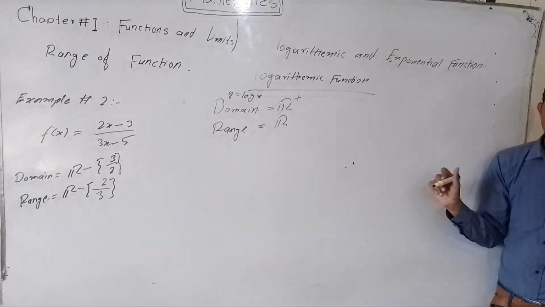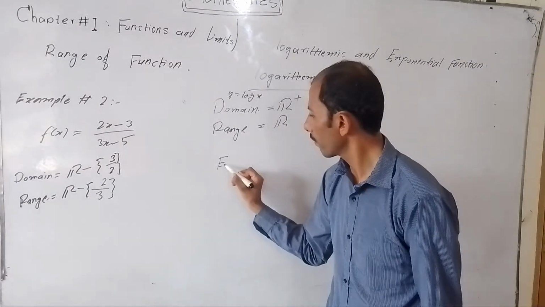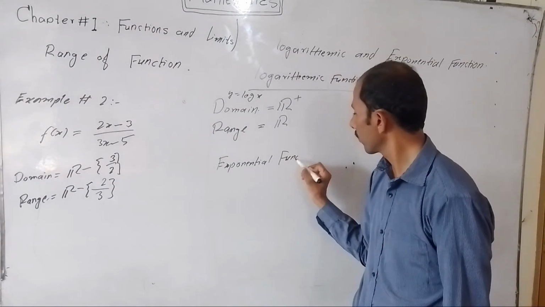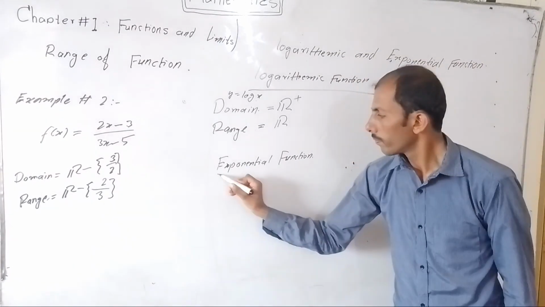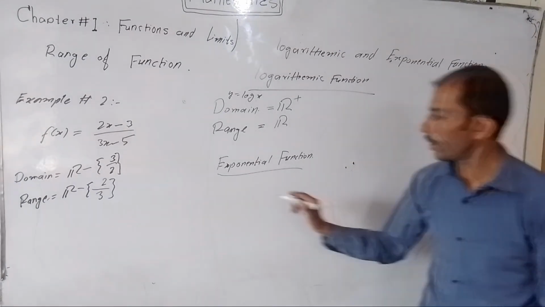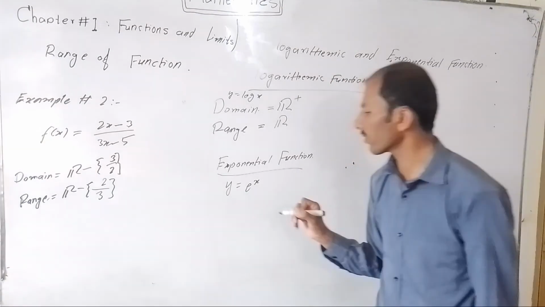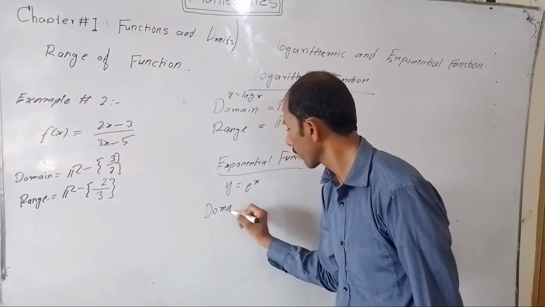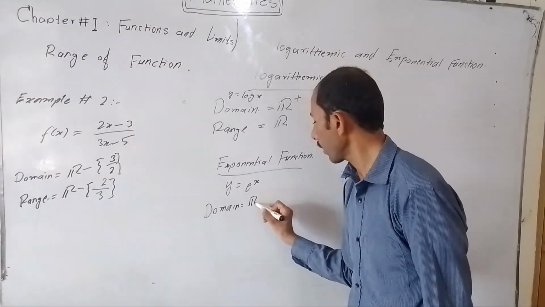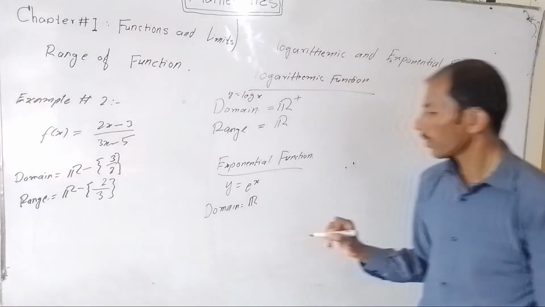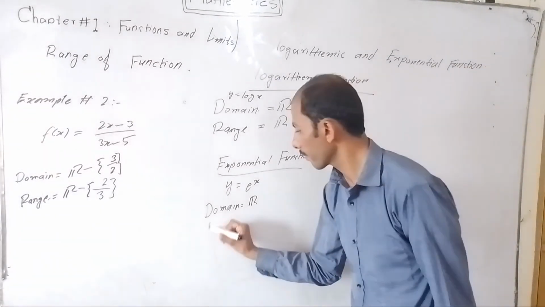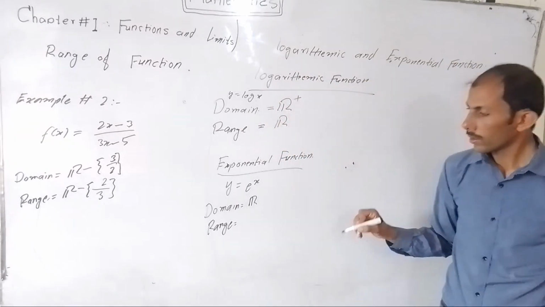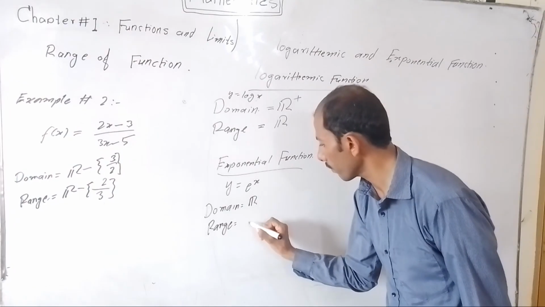Next, exponential function. Range of exponential function y is equal to e power x. So domain is equal to all real numbers. Range is always positive real numbers.